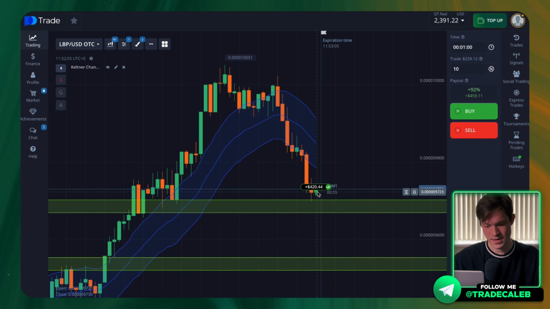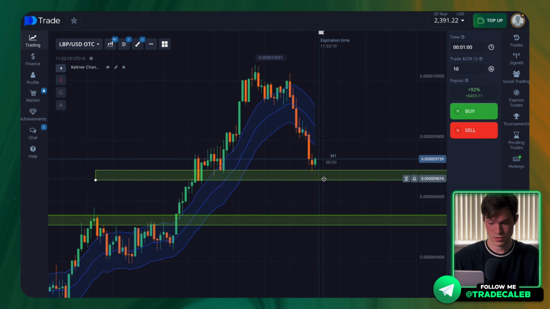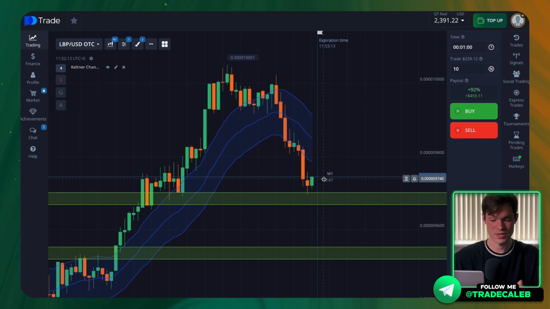Unfortunately, here the same big red Japanese candlestick has not formed, but nevertheless we have taken our trend trade. This is what trend trades are based on.